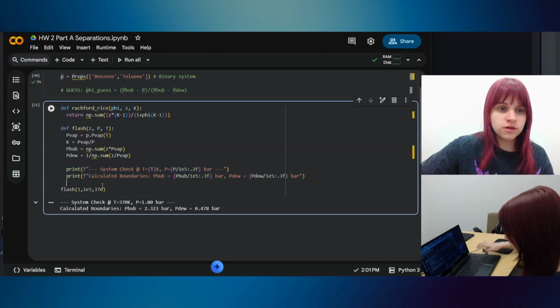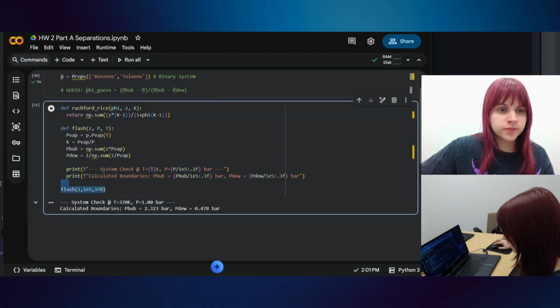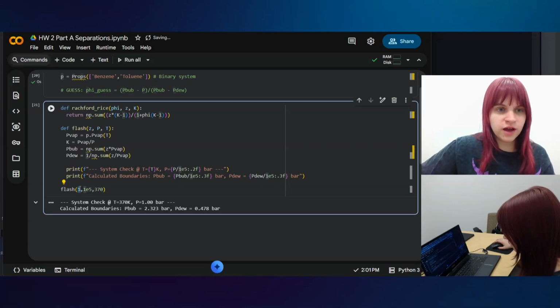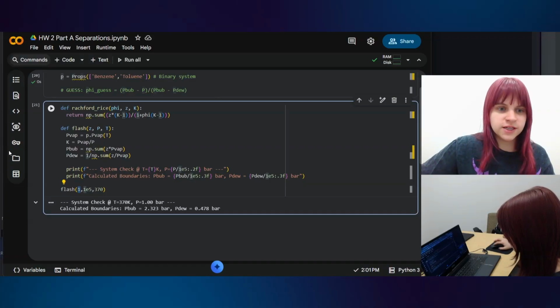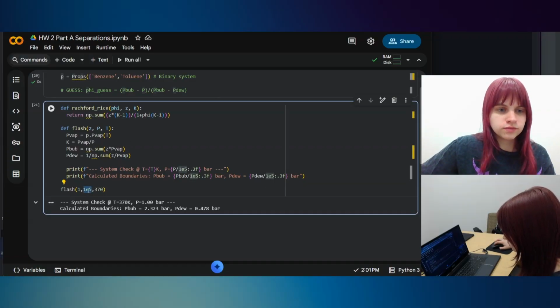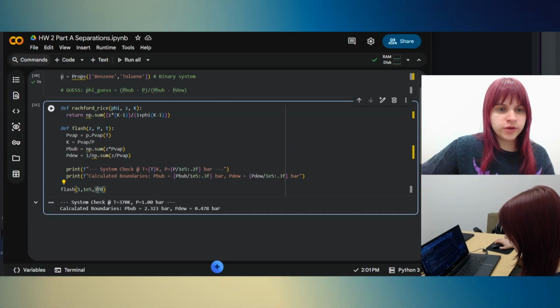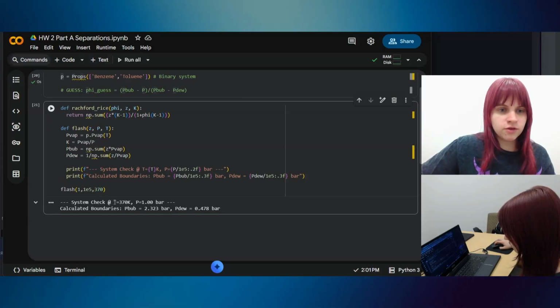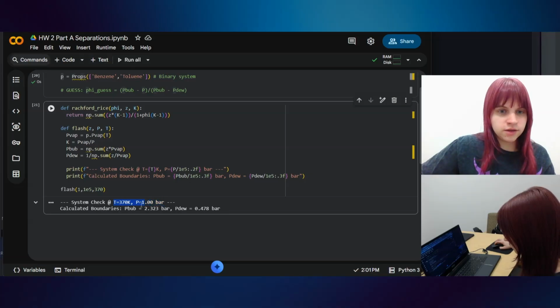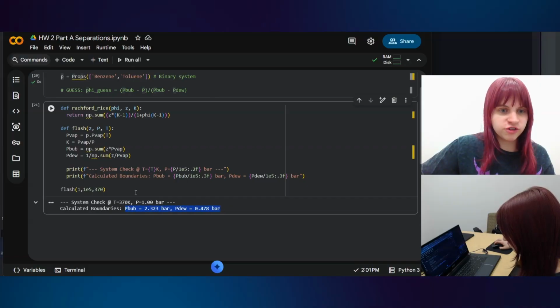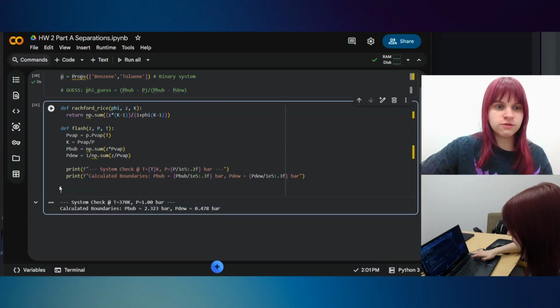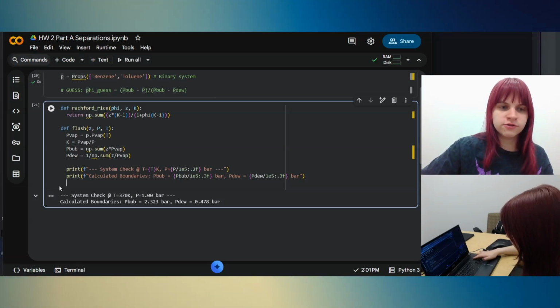I just did a random composition here. I just said 1, so that would be all benzene. And this is 1 bar, 370 Kelvin. And so we can see that this is correct right here. And then it also calculated our bubble and dew pressure for what I gave it. So that's just useful to have printed out for you.